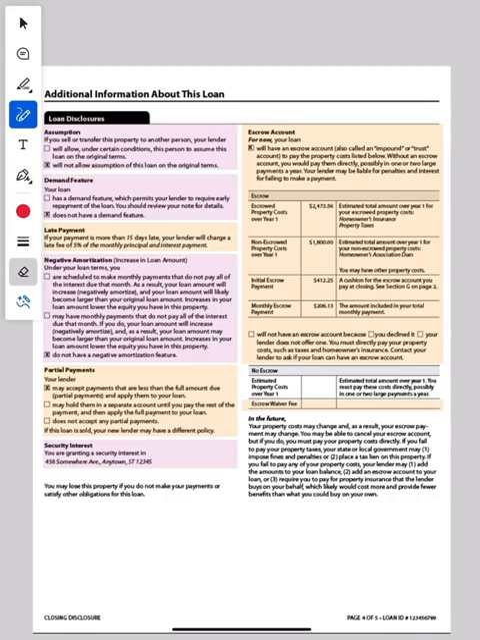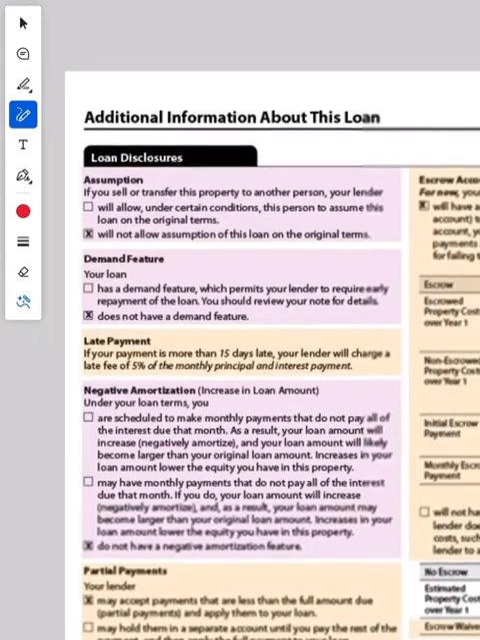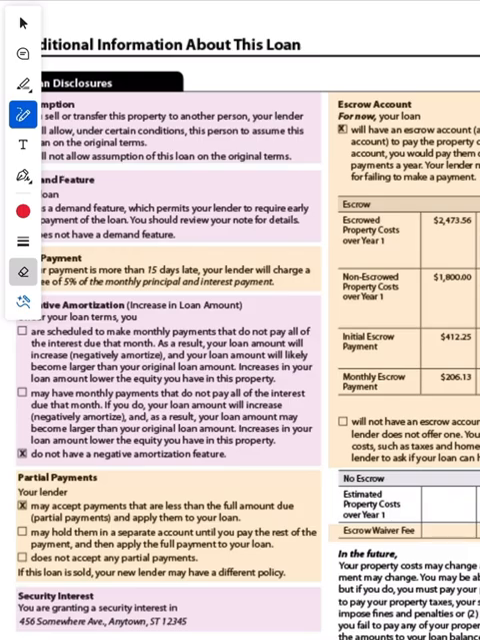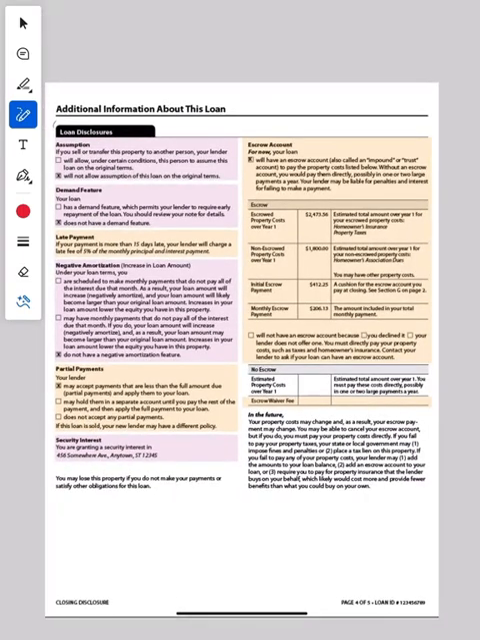So let's talk about assumption. If you sell or transfer this property to another person, the lender will not allow assumption of this loan on the original loan term. So what does that mean? If your loan allows assumption, that means that if you sell the home, the buyer may be allowed to take over your loan on the same terms. Nothing will change, okay? It puts you in the mindset of, what is it called, subject to.